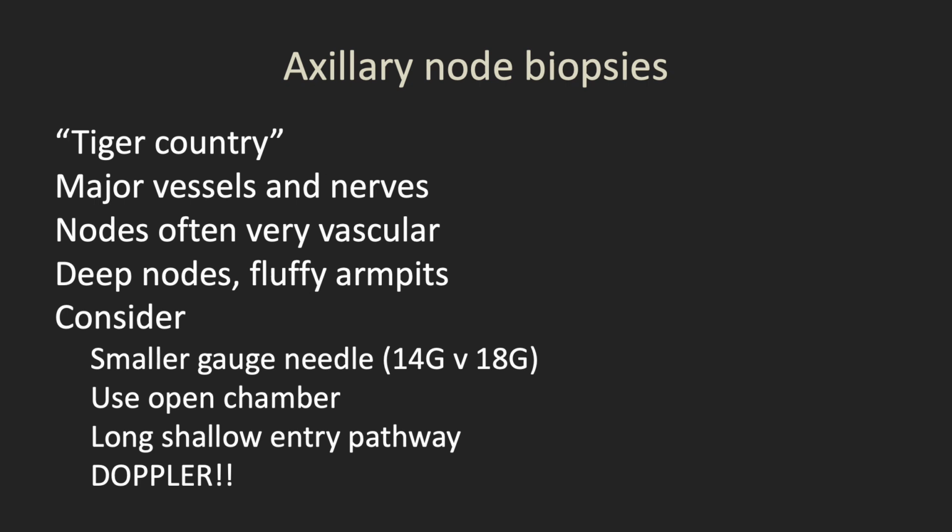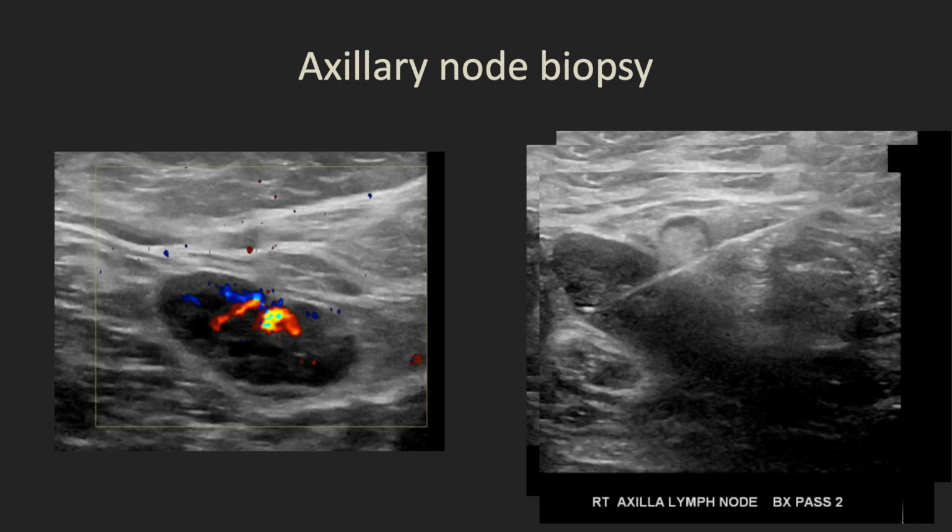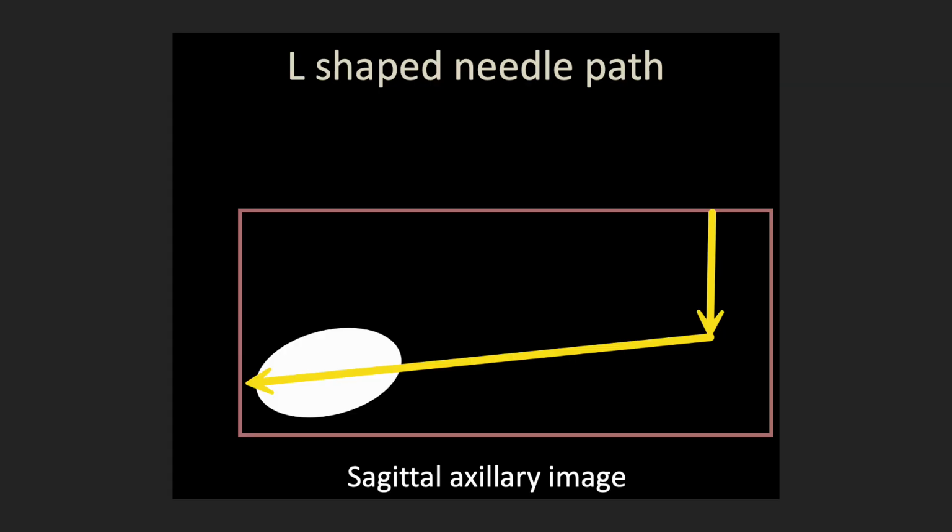My word of caution with this is sometimes they really push away from you, so they can be quite challenging. Come in with a long, shallow entry pathway so you can see that needle, and then use Doppler with abandon. So here's an example of a nice vascular node. You might want to maybe use a little bit of Lido with epi in this case, and you can see the needle nicely within it, and this was metastasis here.